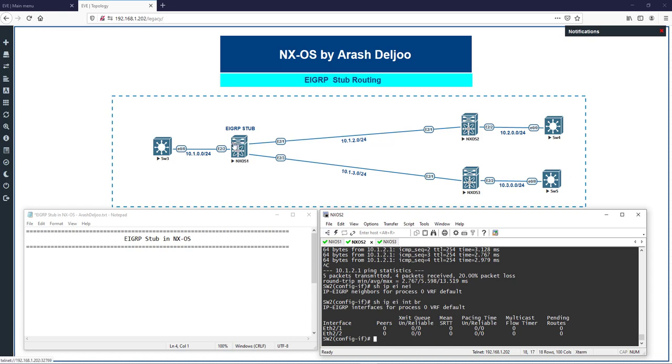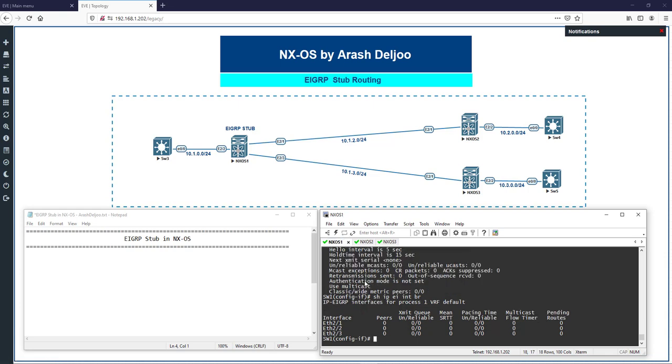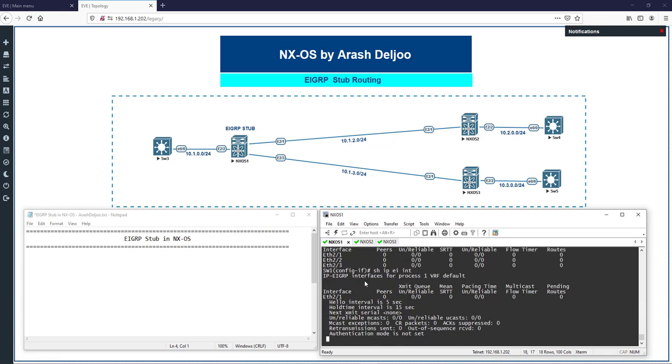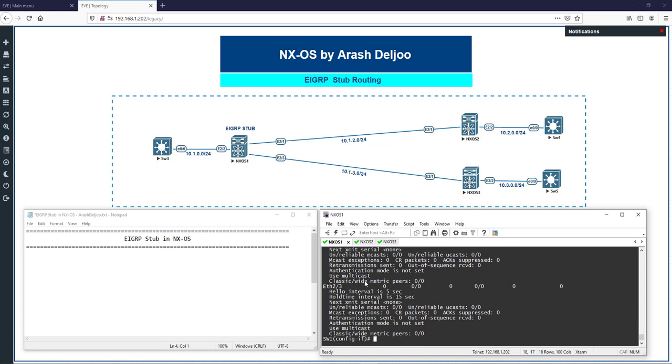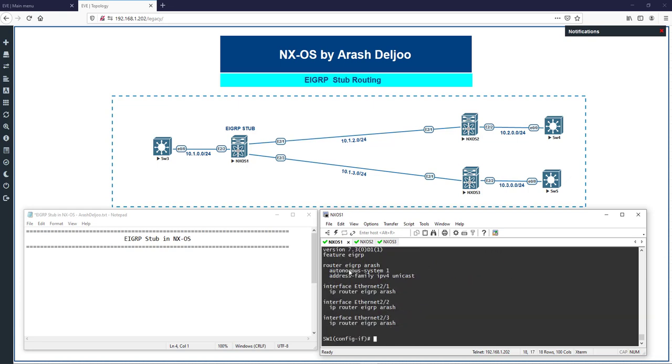It's okay. Let's check the NXOS1 again. Show IP EIGRP interface brief, for example. Or you can use show run EIGRP. Show run EIGRP is a useful command. We enabled router EIGRP Arash, autonomous system 1, address family IPv4 unicast. And after that, we enabled IP router EIGRP Arash on ETH21, 22, and 23.